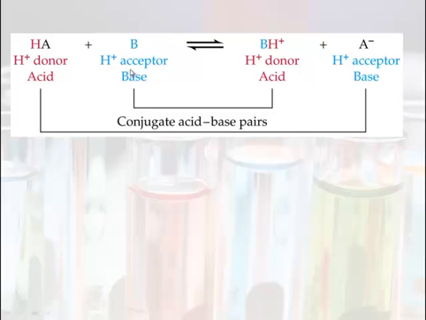So when these two react, what happens is you are left with A minus, which is the acid minus the hydrogen, and this is called the conjugate base. The conjugate acid here is the base that has gained one hydrogen ion. So this is called the conjugate acid of this base.